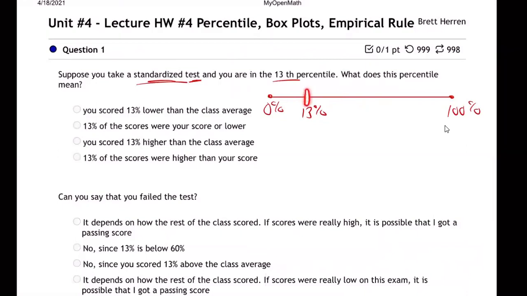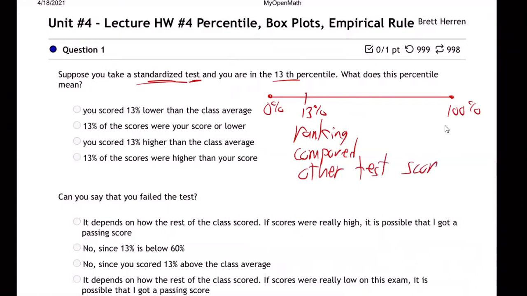So if they got at the 13th percentile, that would mean, from 0 to 100, they rank 13% of the way along. They're kind of a low score. They're getting quite a bit lower. 50% would be average, right in the middle, right? So it's a ranking system compared to the other test scores is what it is. It's how you did compared to everybody else.